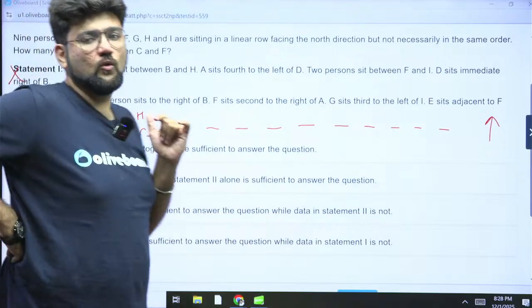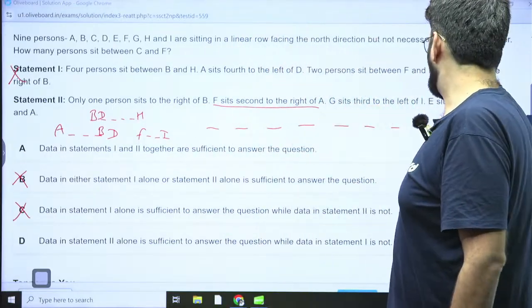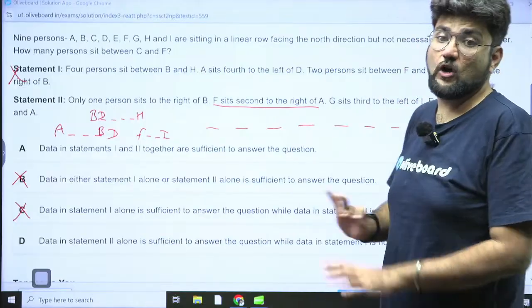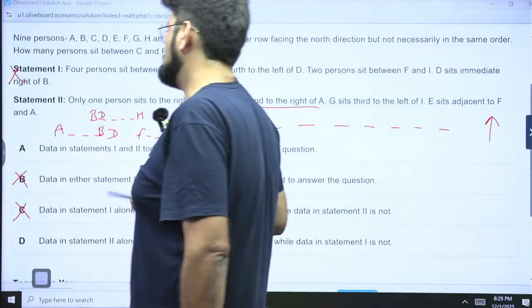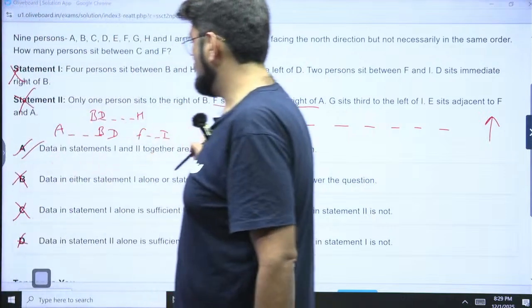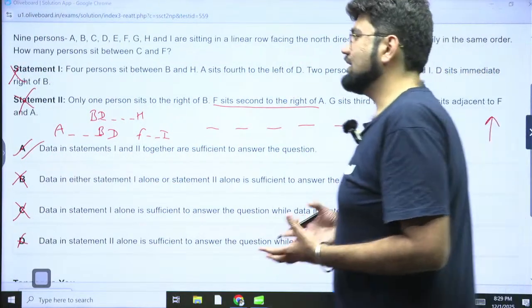Just read 2 alone. Again, the same thing is happening there. They have mentioned F, but there is no mention of C here. And the amount of data which is given, you will not be able to find out how many people sit between F and C. So this alone is also not there. You will take a gamble here. You can safely guess that both of them together are sufficient. Okay. But despite that, I know you want to solve it.